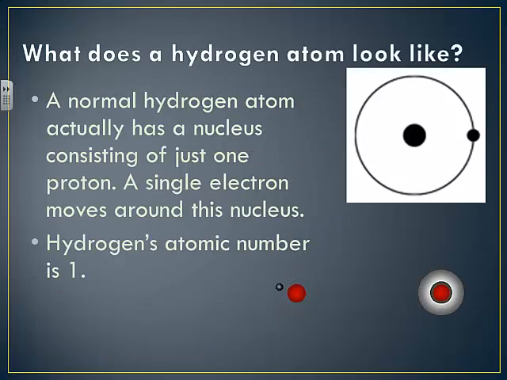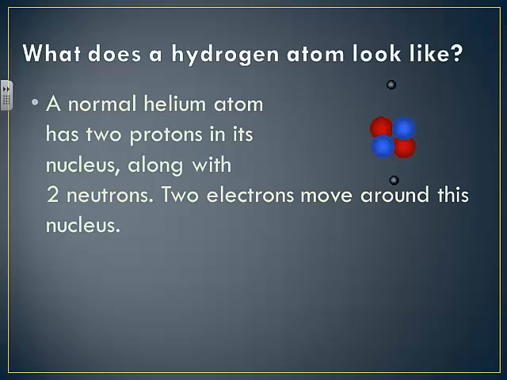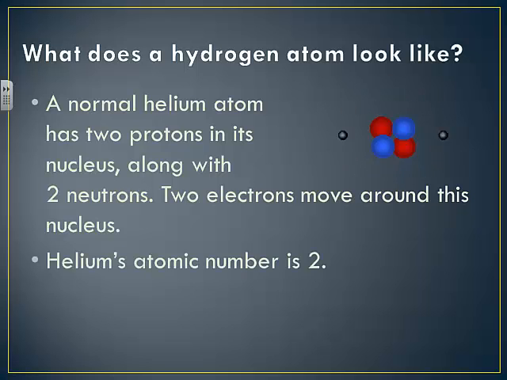What does a hydrogen atom look like? A normal hydrogen atom actually has a nucleus consisting of just one proton, and a single electron is moving around that nucleus. Since it has one proton, hydrogen's atomic number is 1. On the right, we can see a variety of different representations of hydrogen. A normal helium atom has 2 protons in its nucleus, as do all helium atoms, but it usually has 2 neutrons as well, and 2 electrons move around this nucleus since it's a helium atom. Equal numbers of protons and electrons. Helium's atomic number is 2.